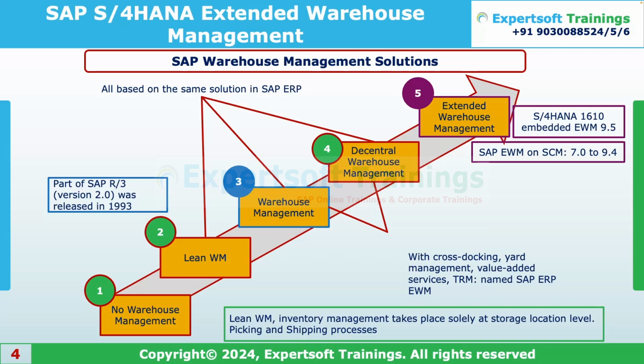At that time you don't have any warehouse structure, so whatever you are going to perform, all the inventory management will take place at storage location level. So what they did, they gave some functionalities or features. You have to activate lean warehouse management so that you can perform picking, put away, and shipping processes at your storage location level itself. That functionality is called lean warehouse management.